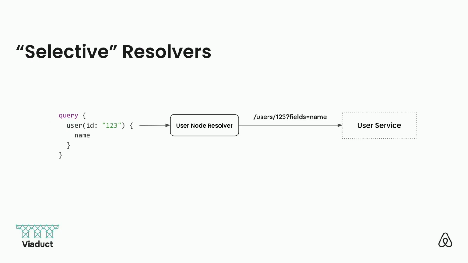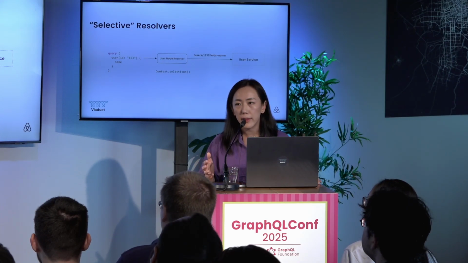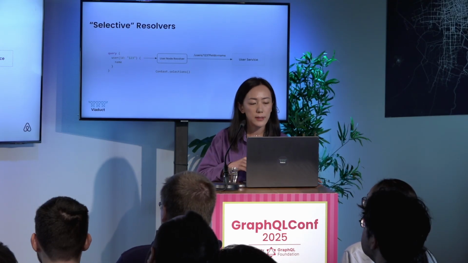So at Airbnb, it's really common to have selective resolvers. So imagine that you have a service like this example, the user service, that is selective. So just like GraphQL, it lets you specify what fields you want to fetch in order to avoid overfetching. So in this case, when a query comes in for a user and the query only includes the user's name, we want to only fetch the user's name. And the node resolver within Viaduct can do so by getting the client selection set from that context object that's passed to both the resolve and the batch resolve functions.